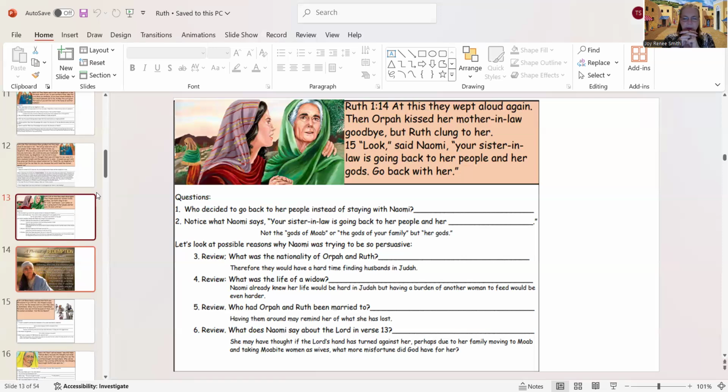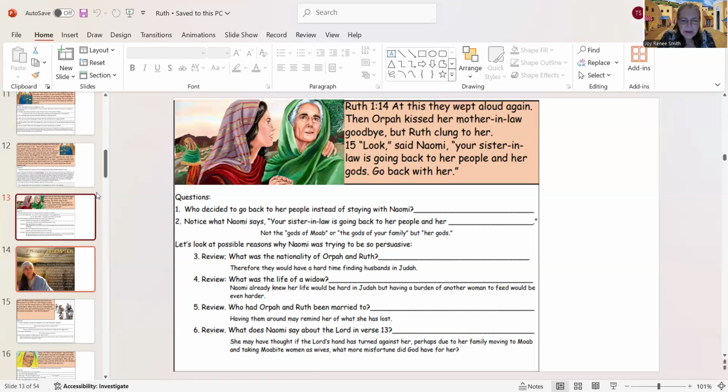What was the life of a widow? Very harsh, very hard to live by yourself without anyone to take care of you. Naomi already knew her life would be hard in Judah, but having a burden of another woman to feed would be even harder. Who had Orpah and Ruth been married to? Naomi's two sons. Having them around may remind her of what she lost.